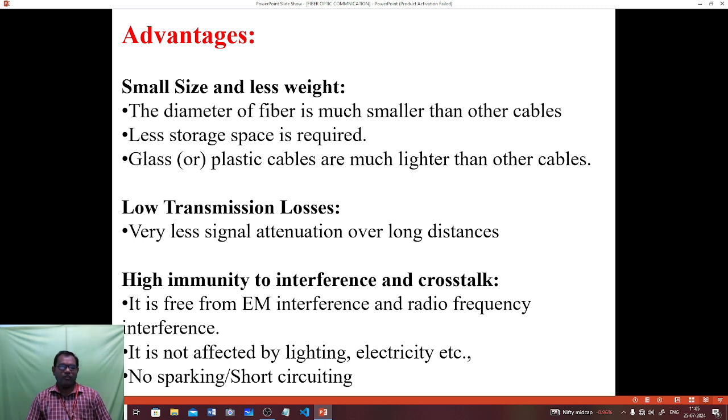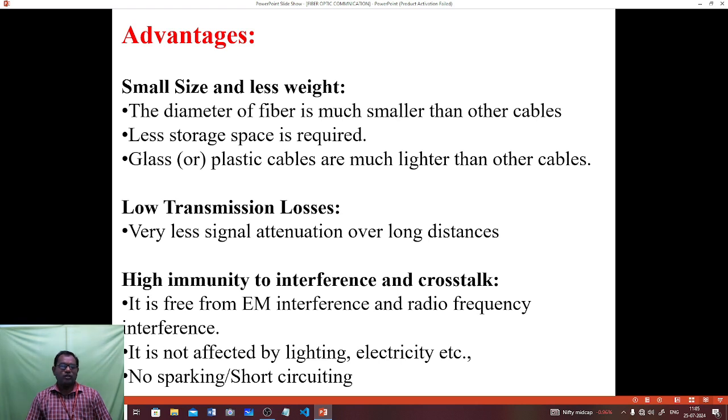The advantages of optical fiber are small size and less weight. The diameter of the fiber is much smaller than other cables, so less storage space is required. Glass or plastic cables are much lighter than metal cables. Then there are low transmission losses, with very little signal attenuation over long distances.